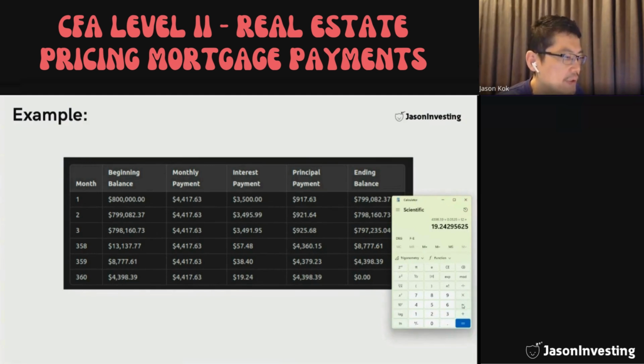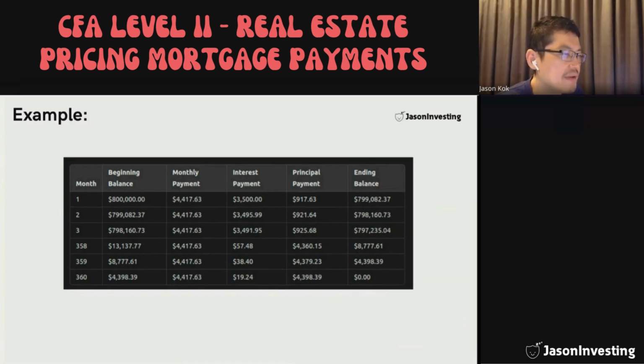So you subtract 19.24 from 4,417.63. This gives you a principal payment of 4,398.37. Right? So subtracting this, you get a final value of 0. So this loan is fully amortized by the 30th year.